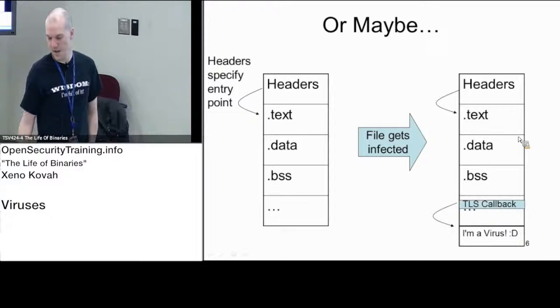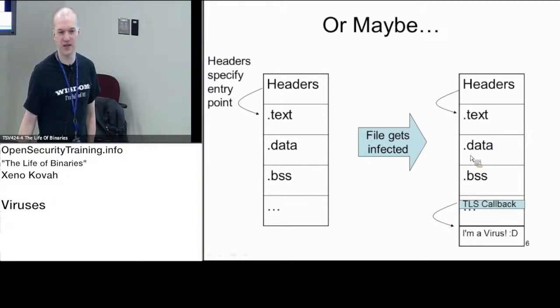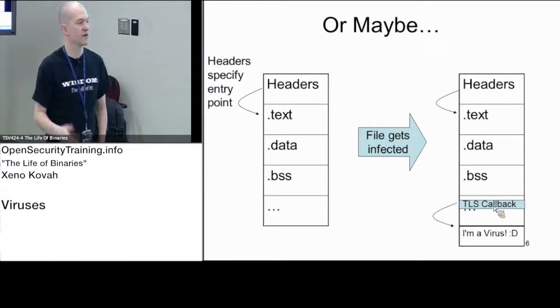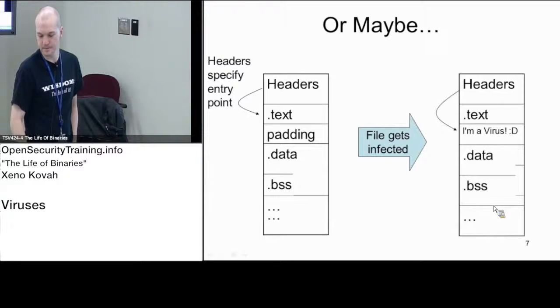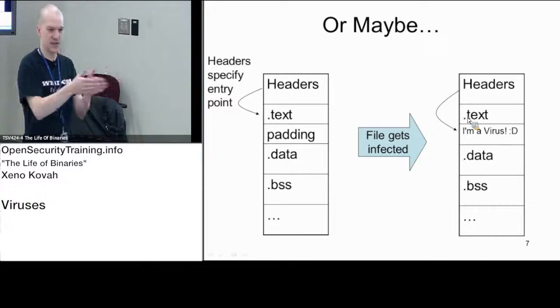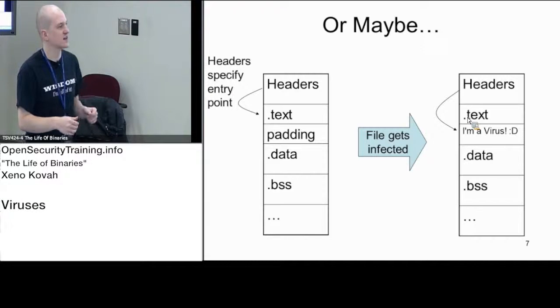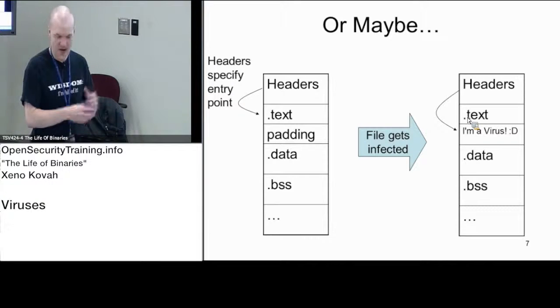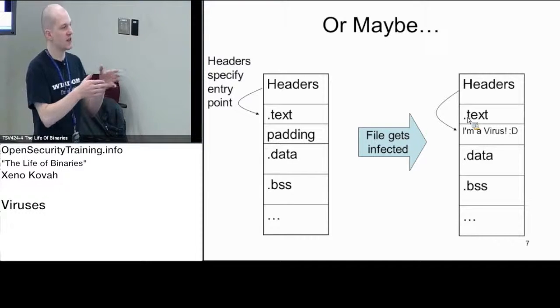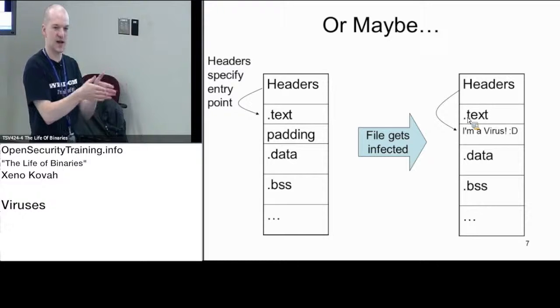Another way that you could potentially invoke a virus is you could leave the headers pointing at the .text section, and you could add a TLS callback. And then the TLS callback will invoke the virus code before the original entry point ever gets called. And like I said before, you could have it be in the text section. If there happens to be a little slack space at the end of the text section, maybe some padding in the file itself, then you could have it be within the text section in that padding location.